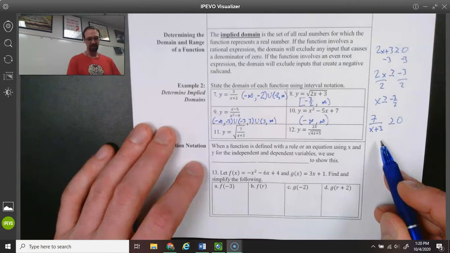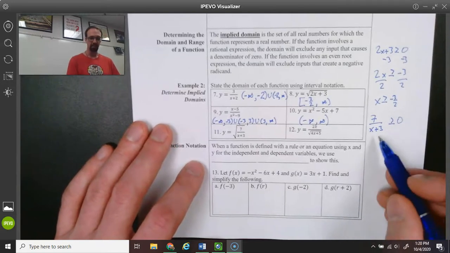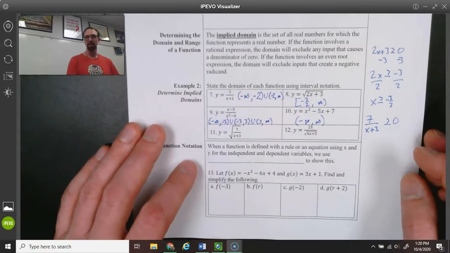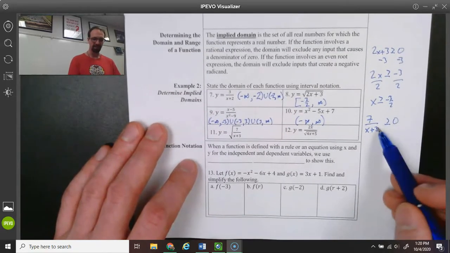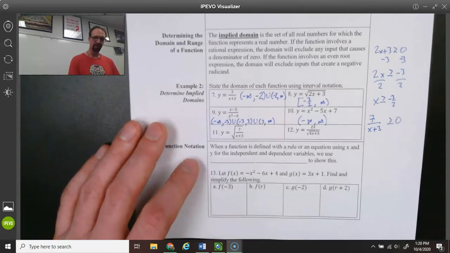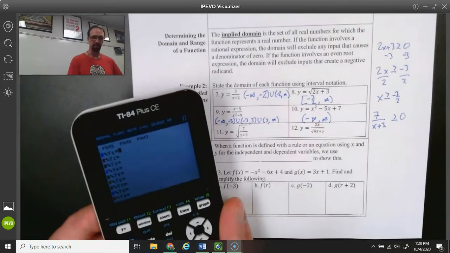For this case, normally we want to multiply by x plus 3 on both sides to get that part out. The issue is if I multiply x plus 3 on both sides, I get 7 is greater than or equal to 0. So this particular type of problem is a good one to graph and see visually what's going to happen.